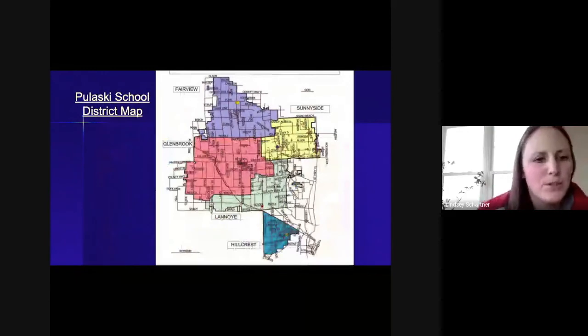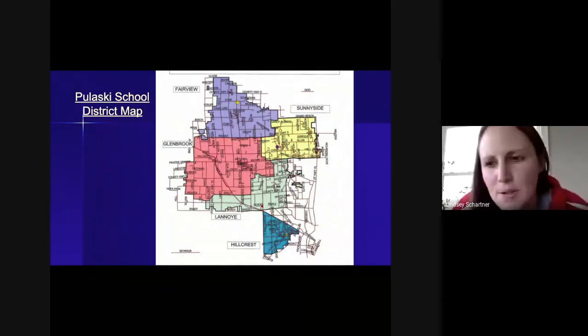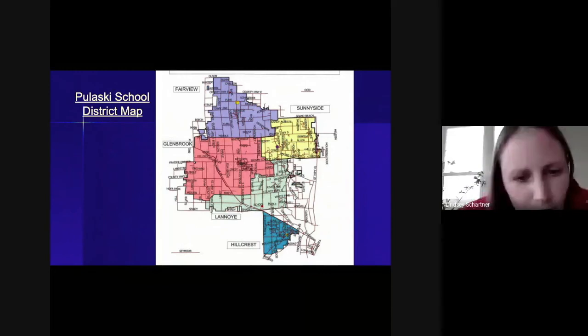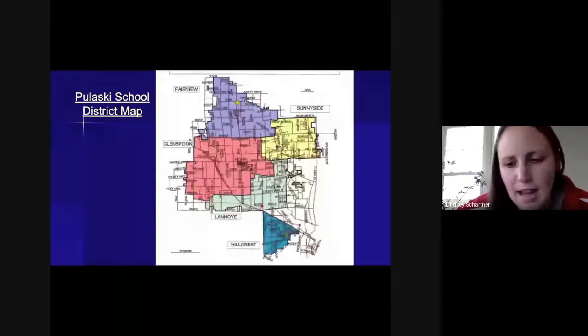This is just a map of our school district, so you can take a look and see where you fall as you are thinking back for images that you may want for this next week. You may want to come back to this presentation and take some screenshots of these images possibly. Fairview is all in purple or that blue up at the top. Sunnyside is the yellow. Lenoir is going to be that lane. Hillcrest is that tealish color, and then Glenbrook is that pinkish red color.